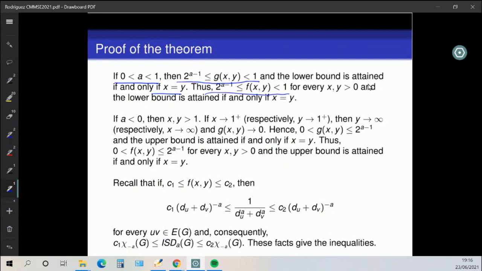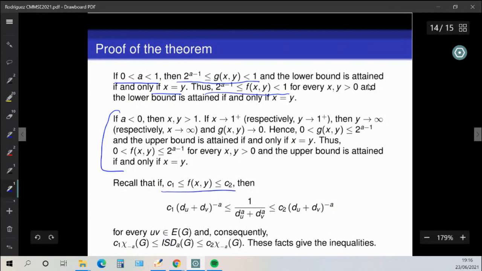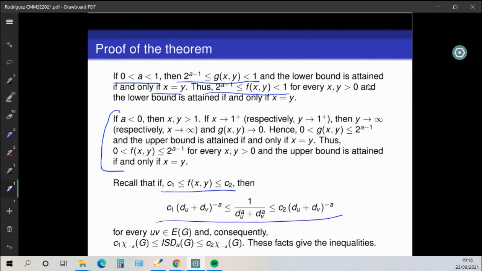In a similar way, we can obtain the result if a is a negative number. And recall that if f is bounded by these two constants, then we have these inequalities, and by summing up, we obtain our desired inequalities. And this finishes our proof.